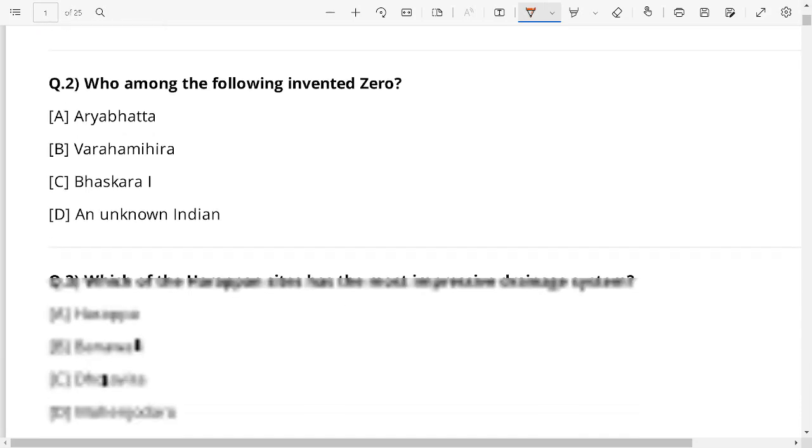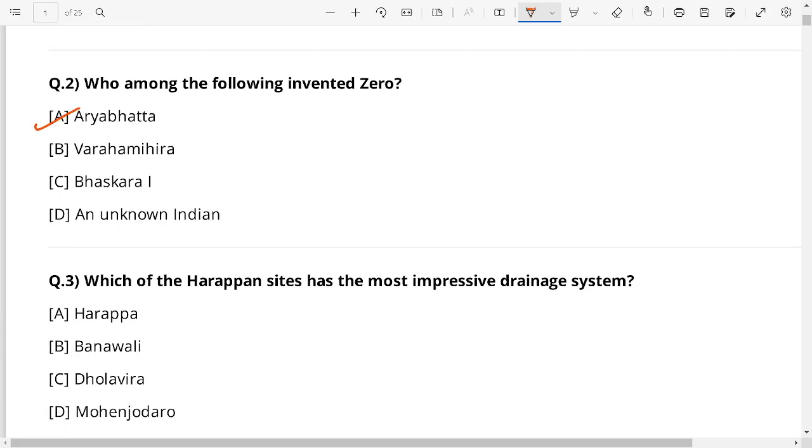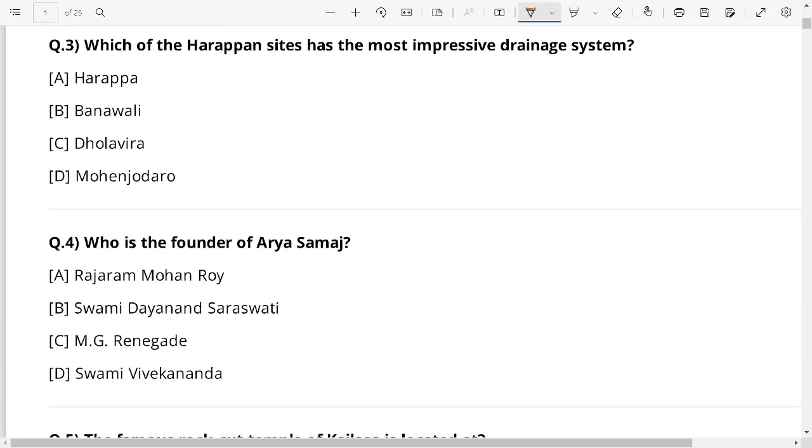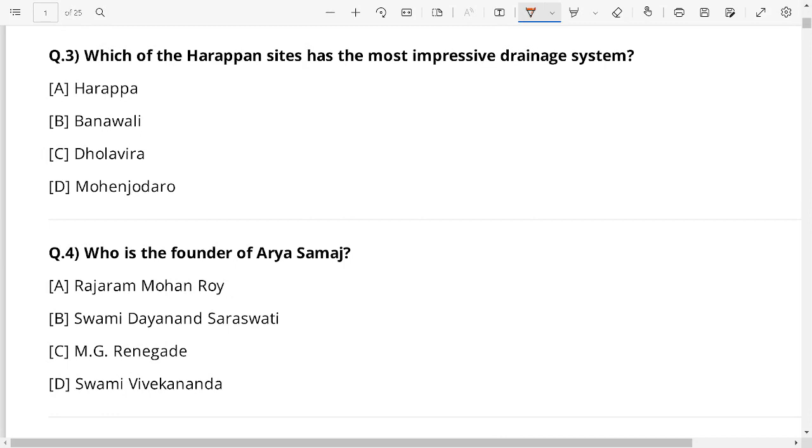Next question. Who among the following invented zero? The right answer will be Aryabhatta. Third question. Which of the Harappan sites has the most impressive drainage system? The right answer will be option D, that is Mohenjo-daro. The Harappan site Mohenjo-daro has the most impressive drainage system.